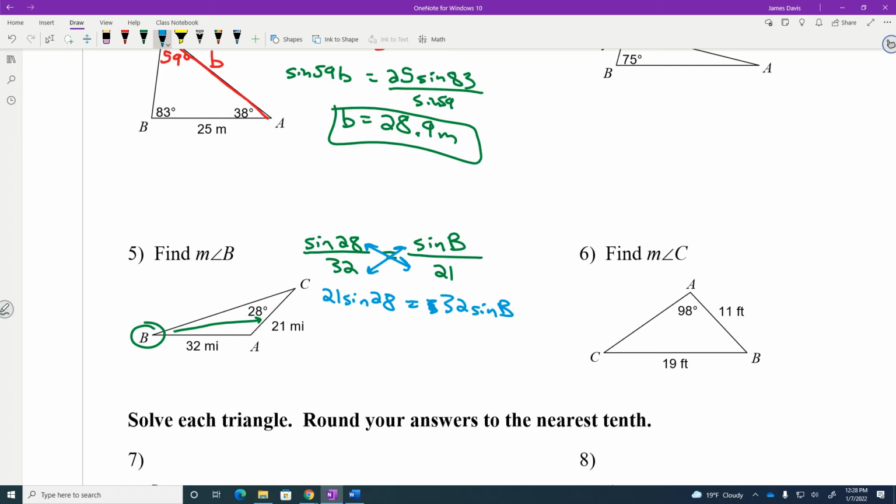And then what do we do at that point? Mostly right, because we're just going to divide by 32 right now, because you can't divide by a sine. But what you can do to get rid of that sine, remember, is the inverse sine. So we're going to do B equals sine inverse, sine to the negative 1, of this big fraction we got here.